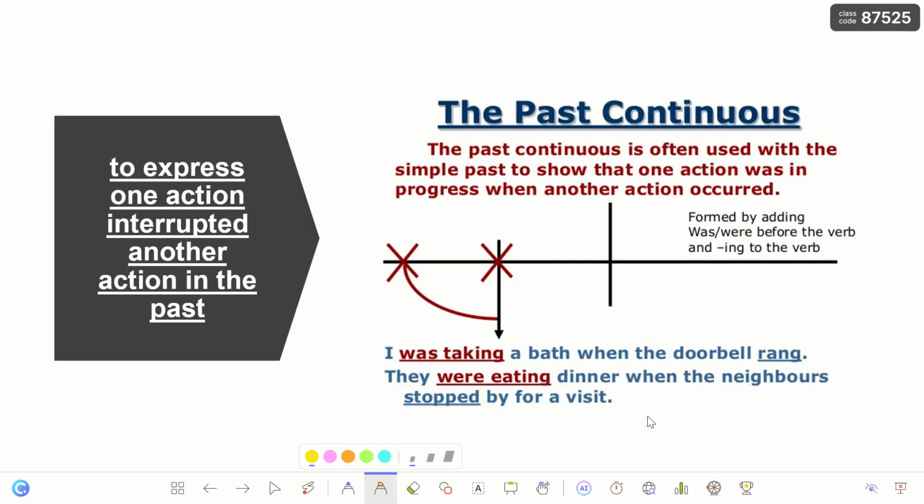Okay. The same explanation as what I said to express one action interrupted another action in the past. This is another use for past continuous when we have two actions in the past. One was in progress when another short action cut and interrupted. So I was taking a bath when the doorbell rang. This is the action that was in progress, past continuous. Then this is the short action that cut or interrupted that long action that was in progress.